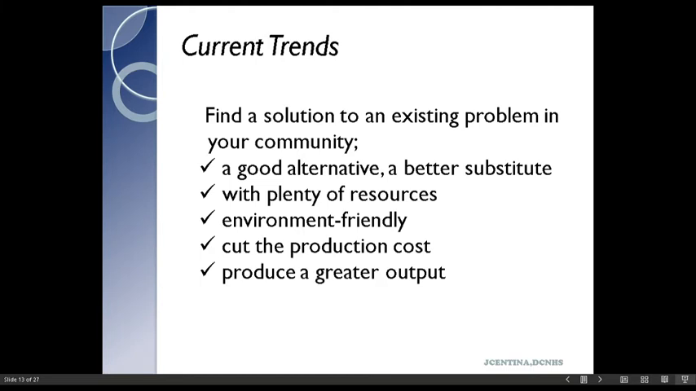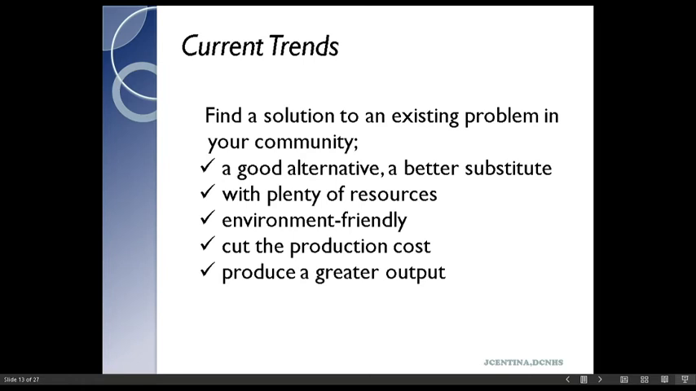Okay, and take note, it should be a good alternative, if not a better substitute, to what is being practiced, what is being used, what is being followed, the method currently available. Of course, with plenty of resources. Okay, so do not engage in a research problem where you have to order your materials, ingredients, or devices from other countries to conduct your study. Make use of what is available in the community. It should be plenty, no?